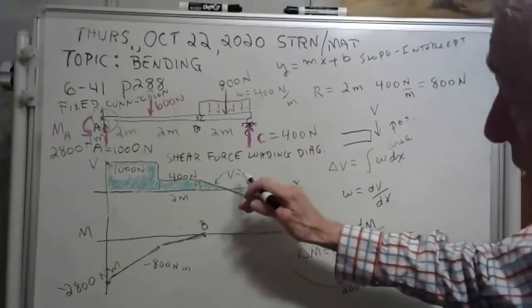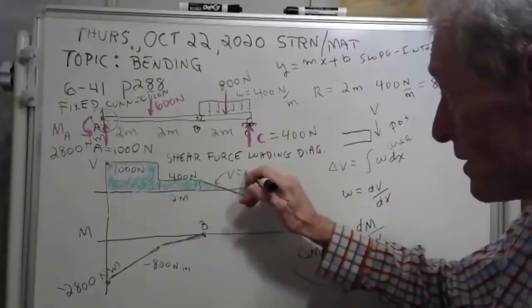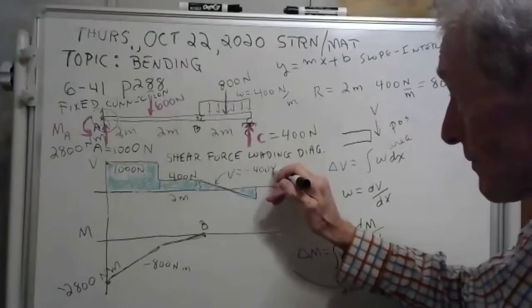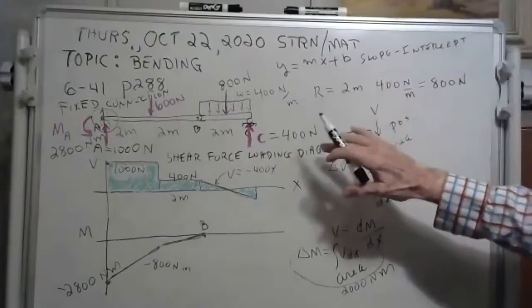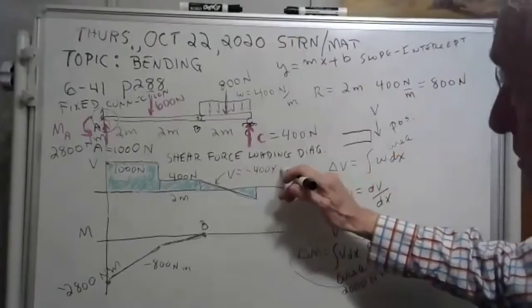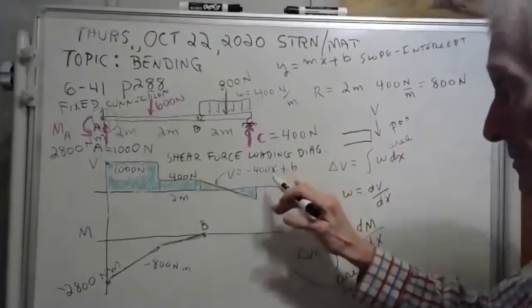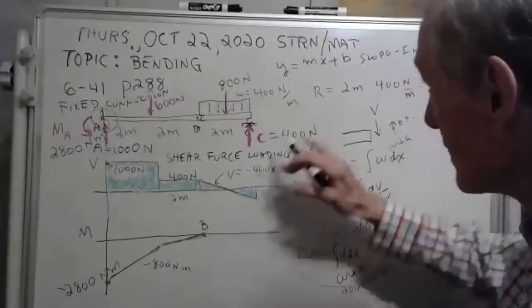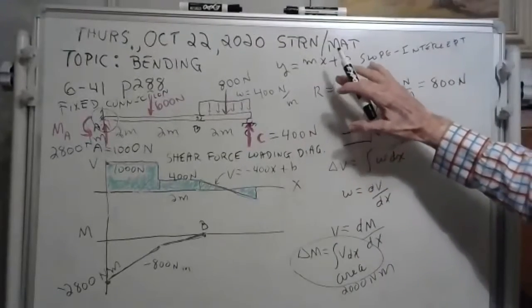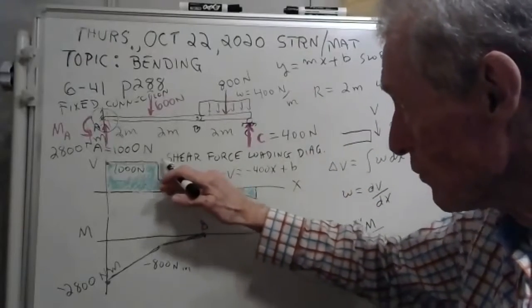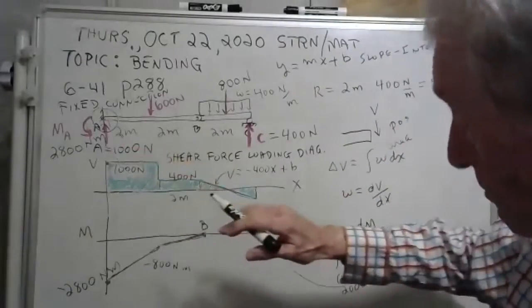I'm getting mixed up now. Yeah, now the shear force is going to have a slope of negative 400x. mx plus b. There you go. mx plus some b. Now what b would be is the y-intercept. The slope-intercept method has to have a y-intercept, and that would be way over here someplace, but I can get it.